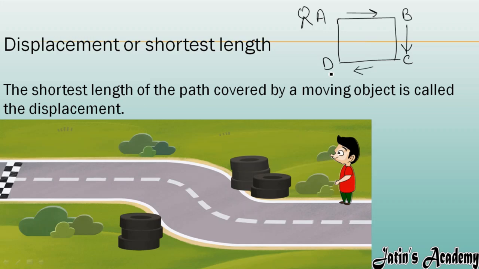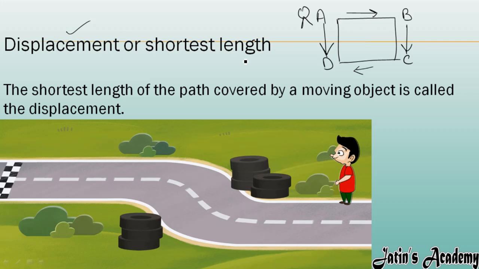So in this first method, actually he has covered actual path. Full distance he has covered, actual path he has covered. So that is known as distance traveled by him. This boy in this case has covered distance. But second method is also there. In order to reach from point A to point D, directly he can come from point A to point D like this. Shortcut he can take. So this total length covered by a body is a distance, and the shortest length covered by a moving object is known as displacement. This is the main difference between distance and displacement.